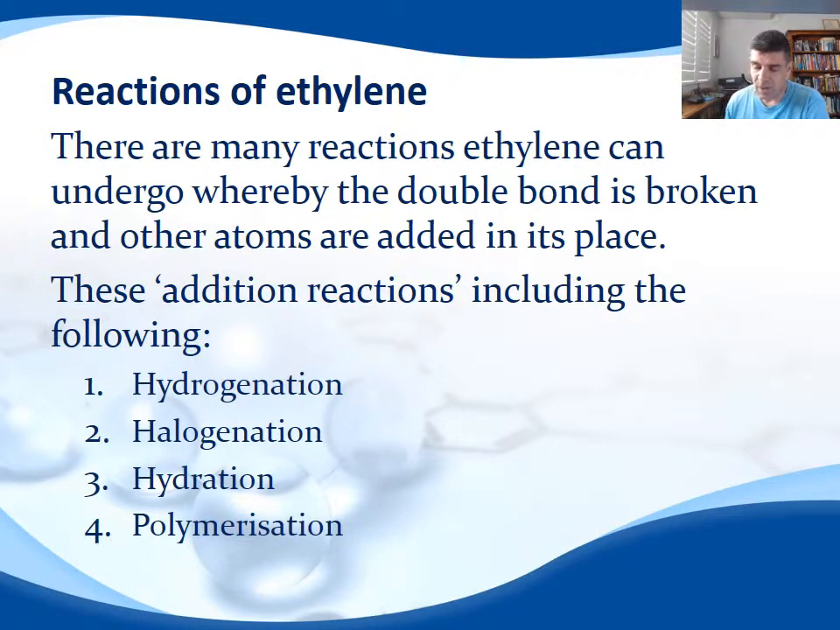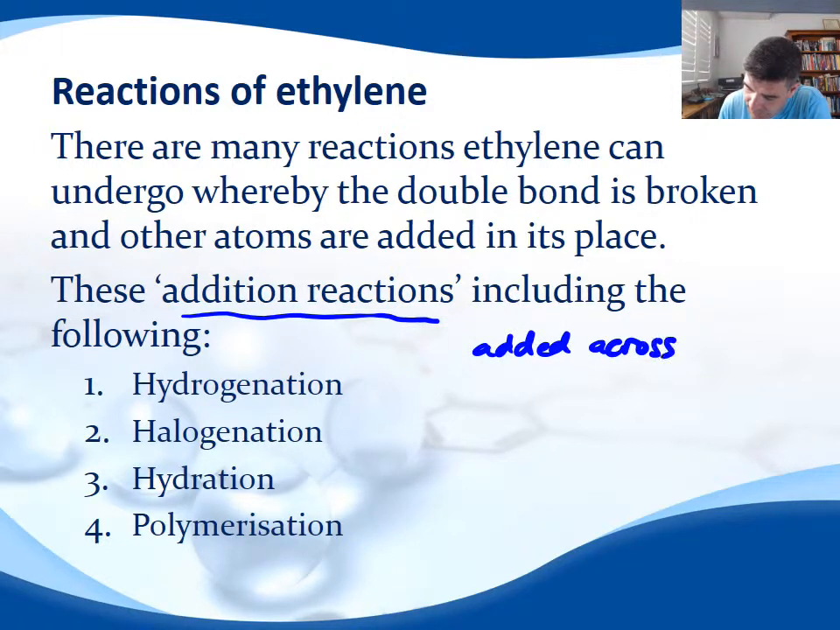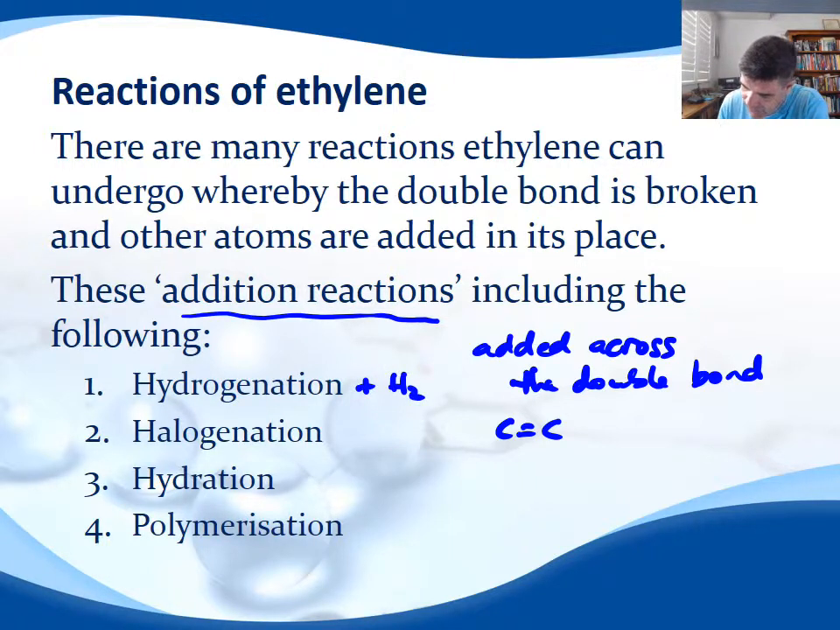Some of the reactions of ethylene that we can look at are those listed on this particular slide. You can see that each of these is an example of an addition reaction. That is, something is being added across the double bond. So in each case, we have a double bond breaking, and in the first case, hydrogenation is the addition of hydrogen. So that will simply put a hydrogen either side of the double bond.